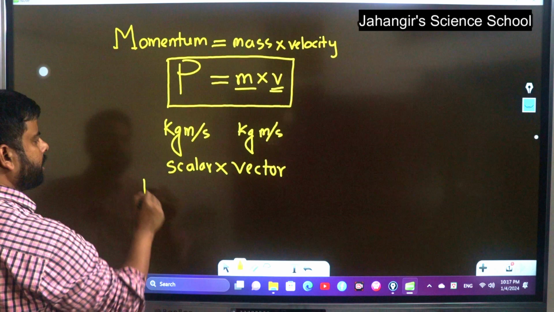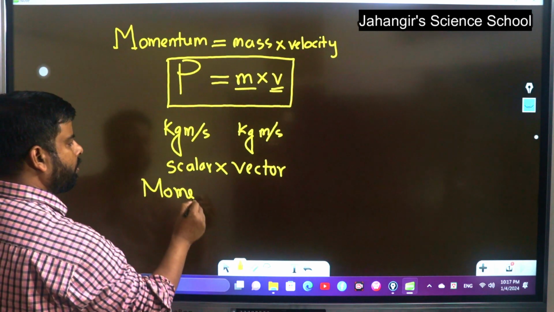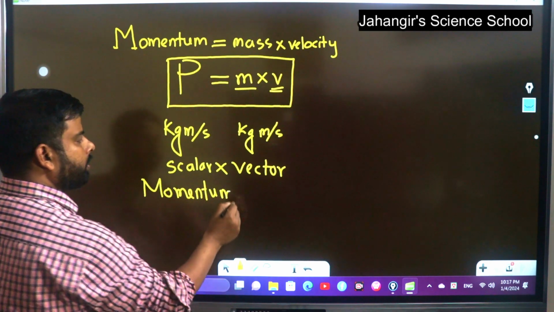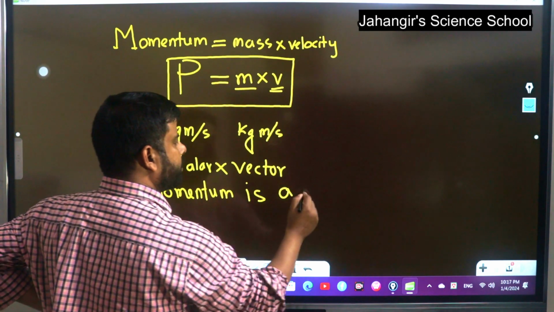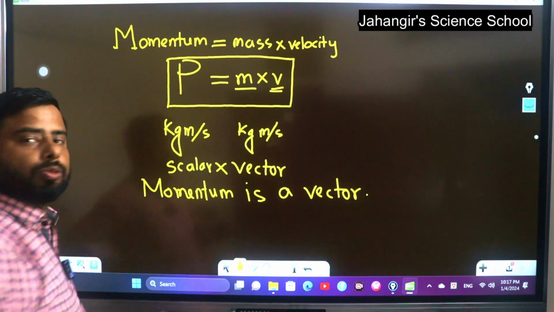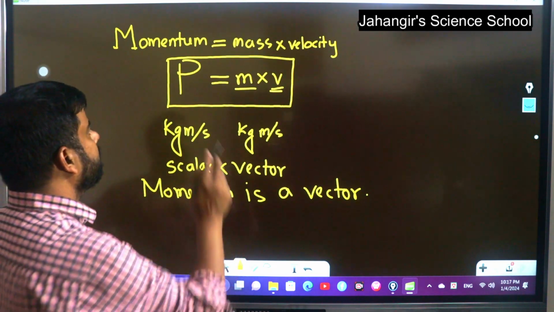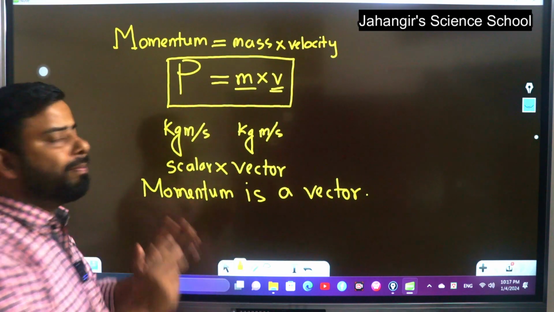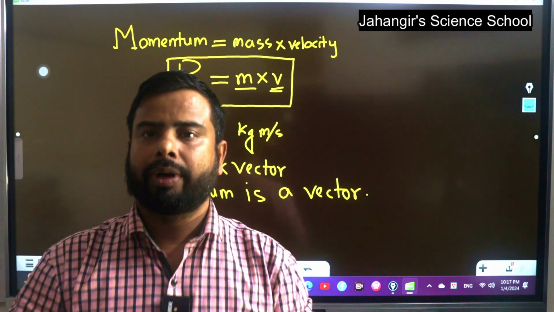So momentum is a vector quantity, because it has both magnitude and direction. The direction of the momentum is the same as the direction of the velocity.